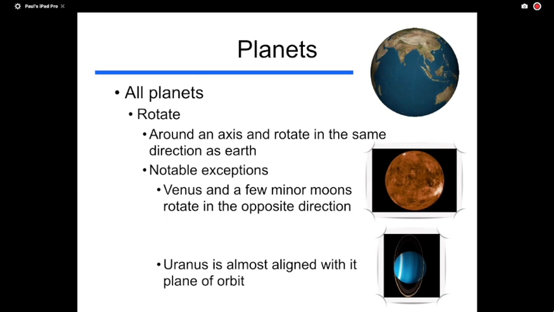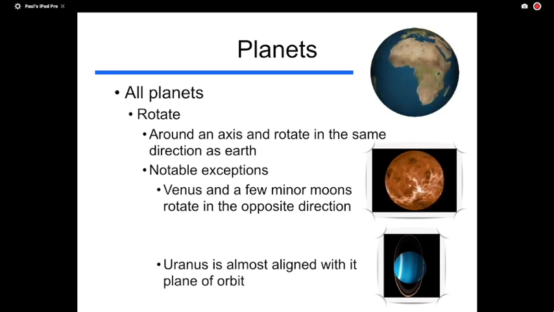And so let me see if I can get these to work. There is the Earth rotating, and so this is the way that we rotate. Venus is rotating very slowly in the opposite direction. So all the other planets are going in one direction, Venus is in the other.